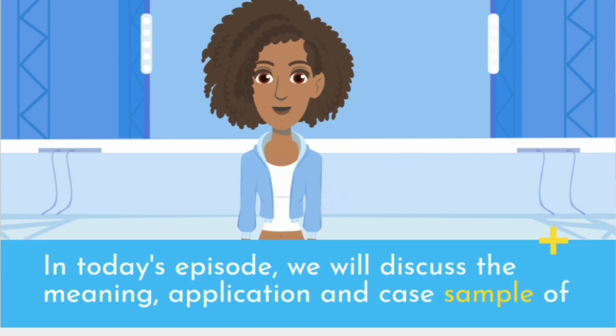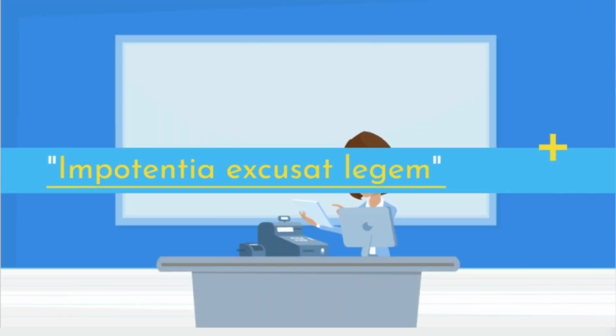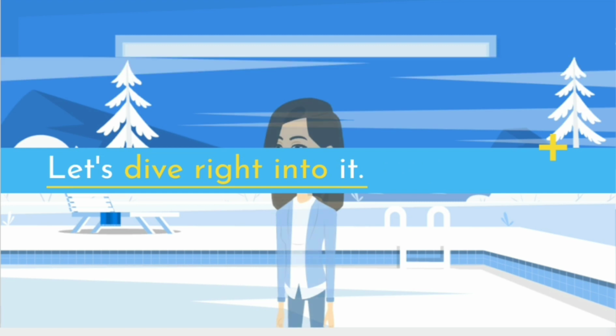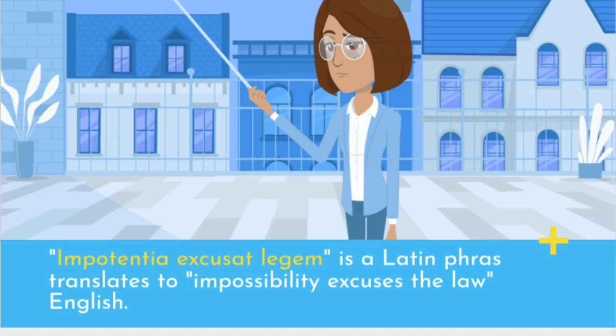In today's episode, we will discuss the meaning, application and case sample of Impotentia excusat legem. Let's dive right into it. Impotentia excusat legem is a Latin phrase that translates to "impossibility excuses the law" in English.